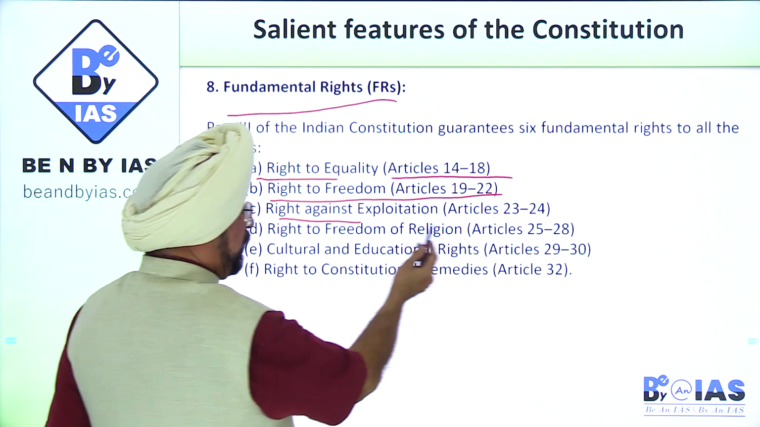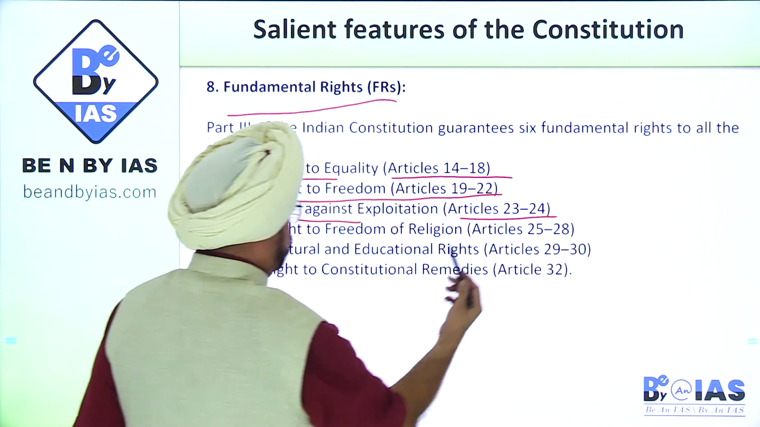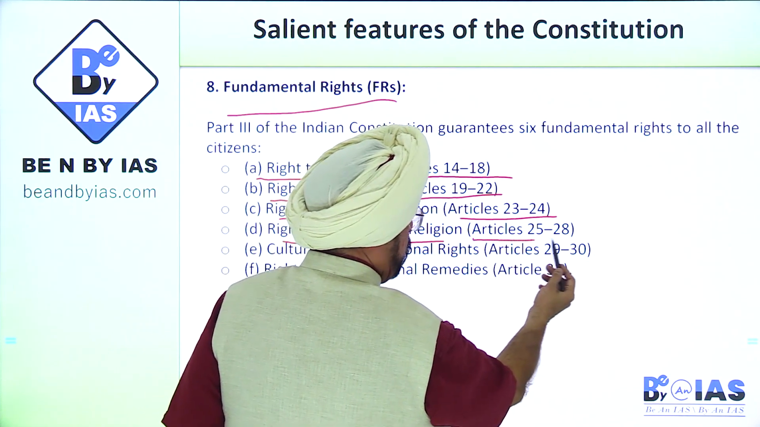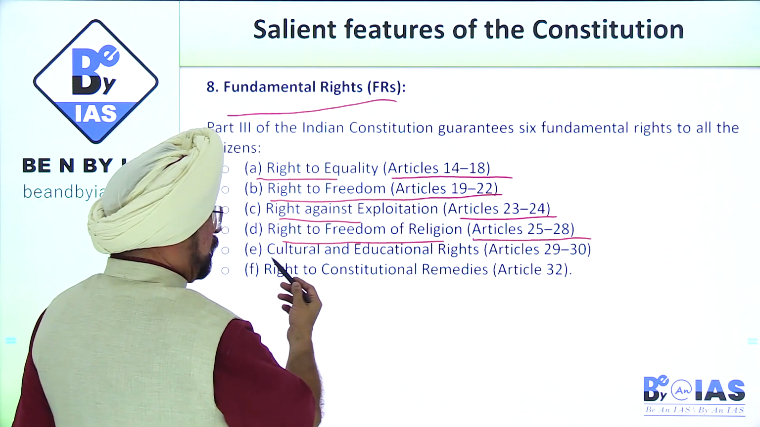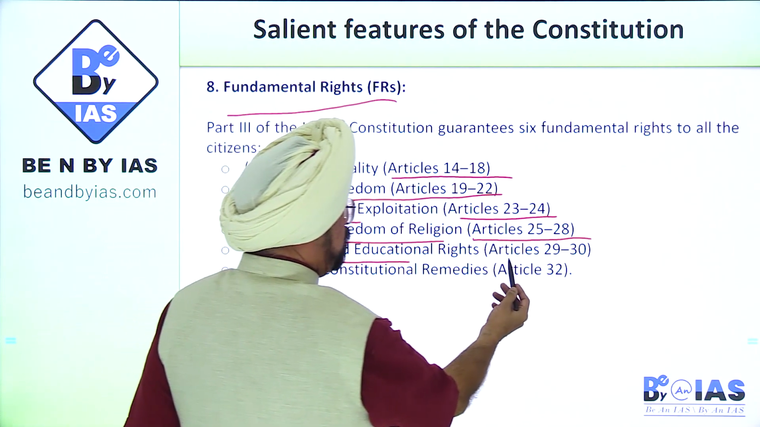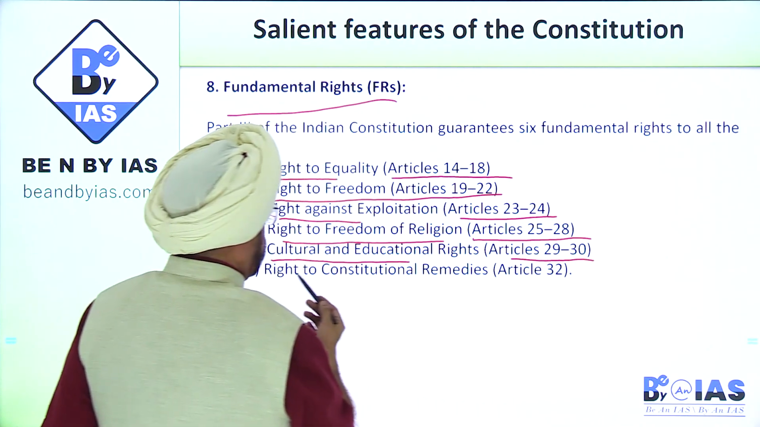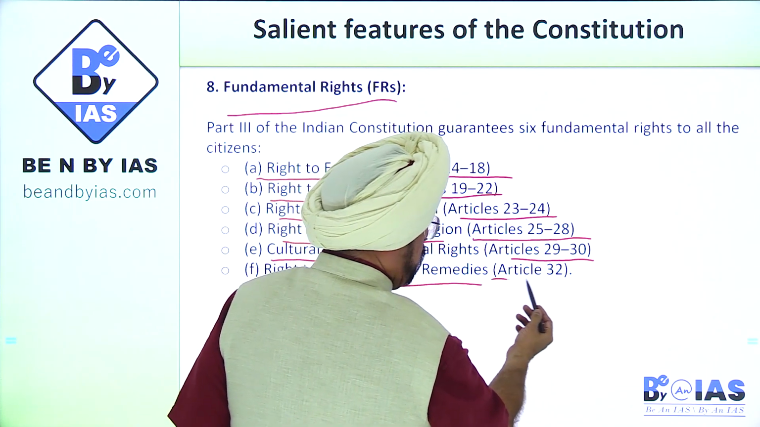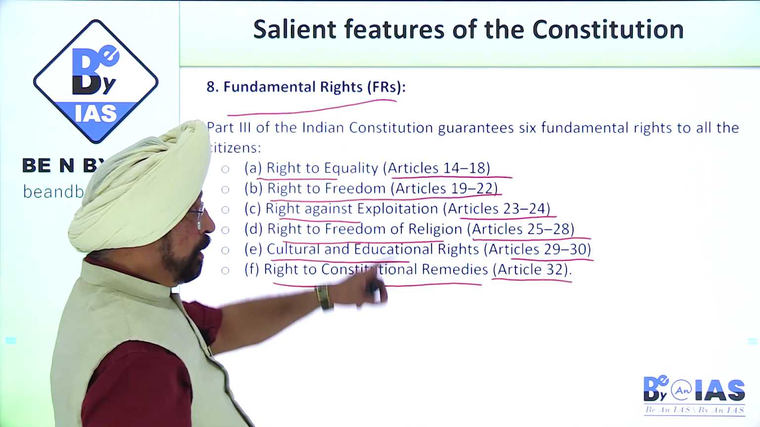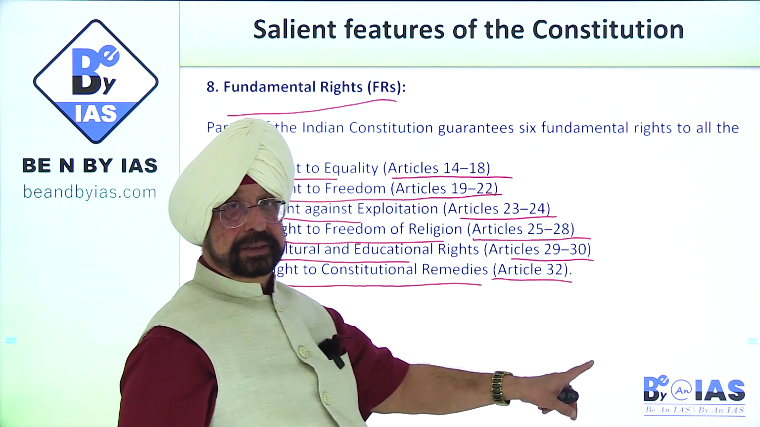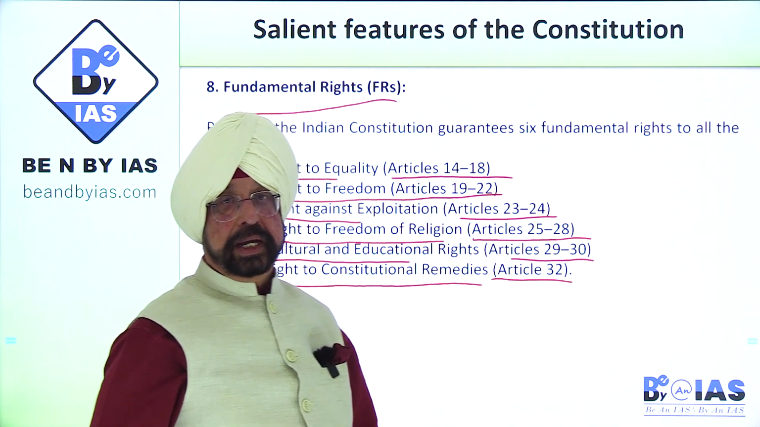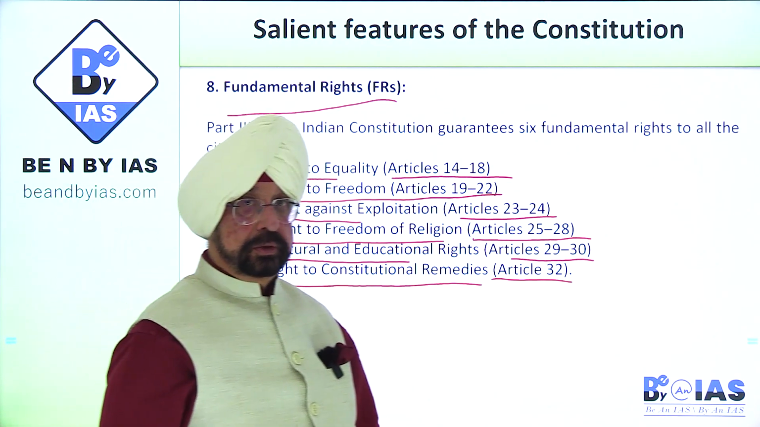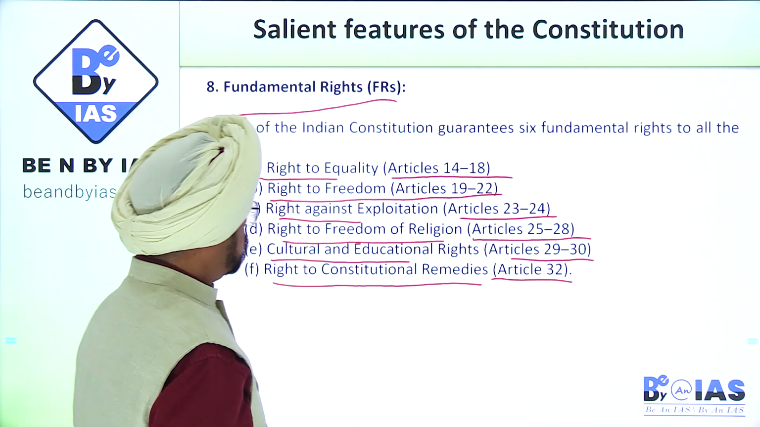Right against exploitation, Articles 23, 24. Right to freedom of religion, 25 to 28. Cultural and educational rights, 29 to 30. And right to constitutional remedies, that is the judicial review, Article 32. These are all fundamental rights. That means they cannot be denied to any citizen, and in some cases, even to non-citizens also.